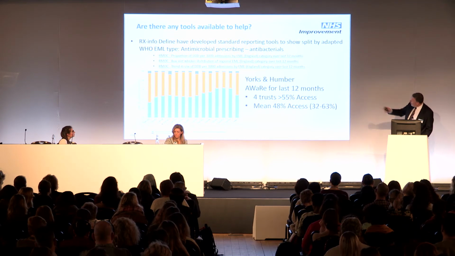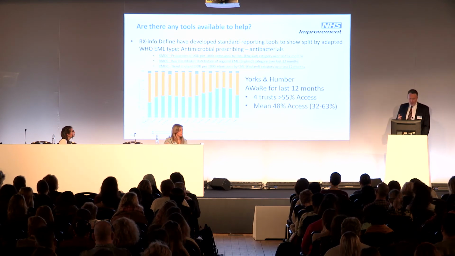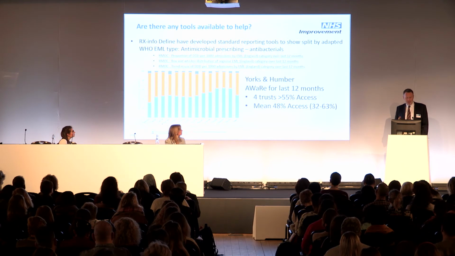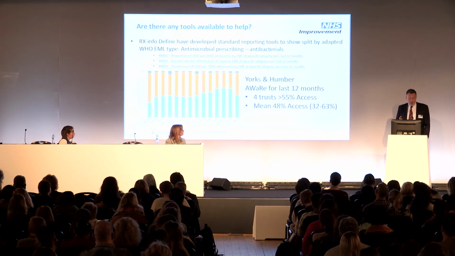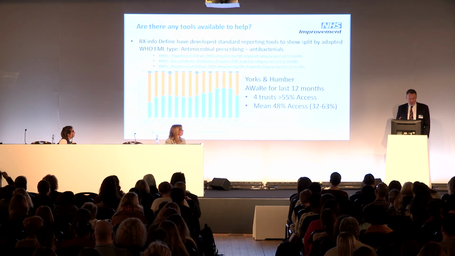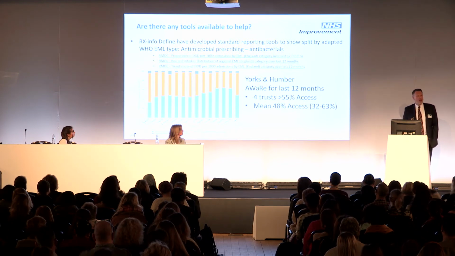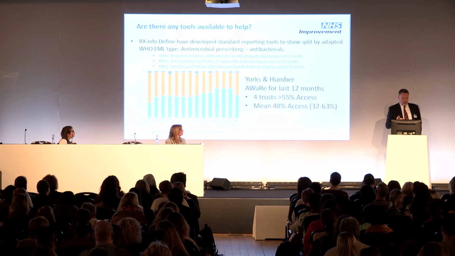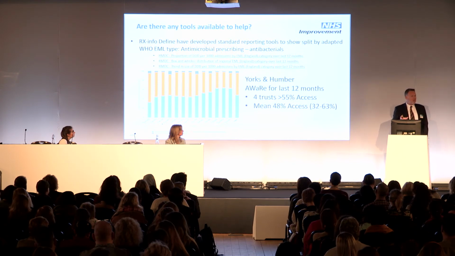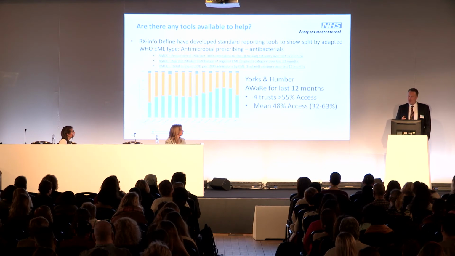On the left-hand side, it shows the split, and the mean in the Access group is 48% in Yorkshire, but you can see there's a wide range of 32 to 63%. On the right-hand side, we've got a number of trusts who are already over the 55%, and they're the ones who've tried really hard to use lots of narrow spectrum agents.